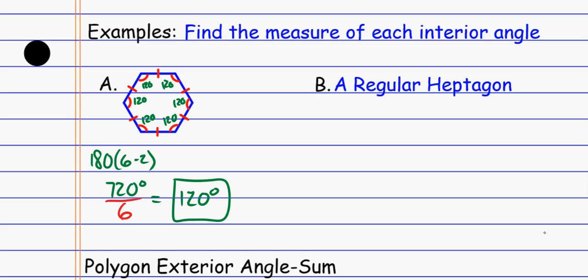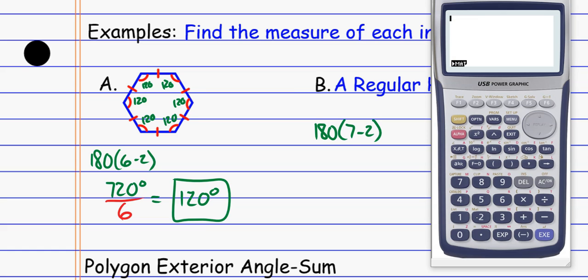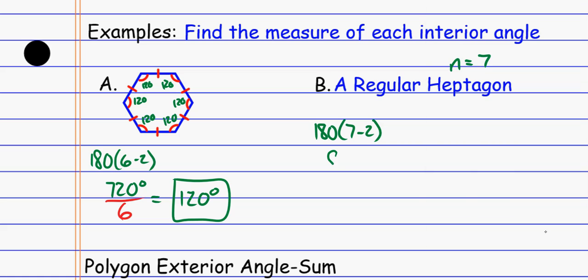If I look at the next one, it says a regular heptagon. Once again, a heptagon, if you don't know what that is, has 7 sides. So n is going to equal 7 here. Once again, I start with the total: 180 times n minus 2. So 7 minus 2, which will end up being a 5 that I plug into my calculator. So here we go, 180 times 5. All of those angles together give me 900 degrees.